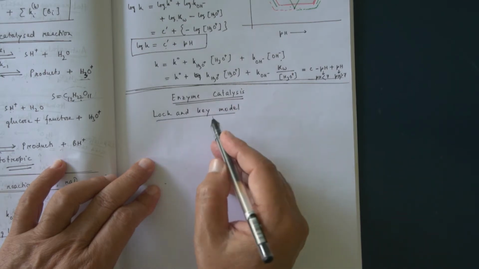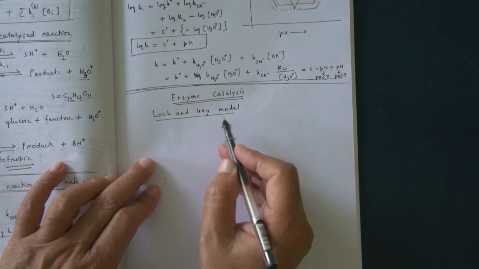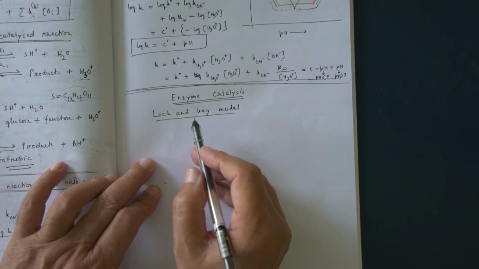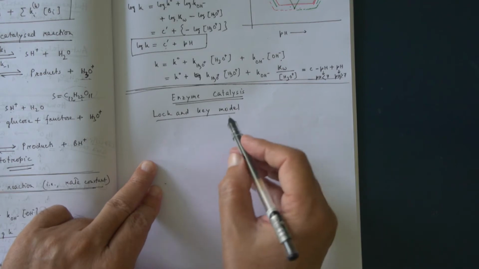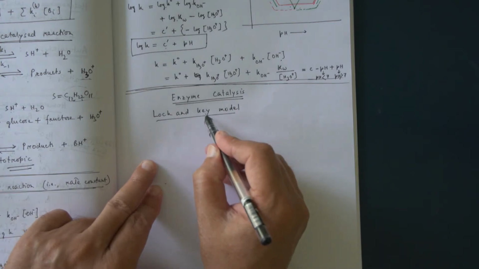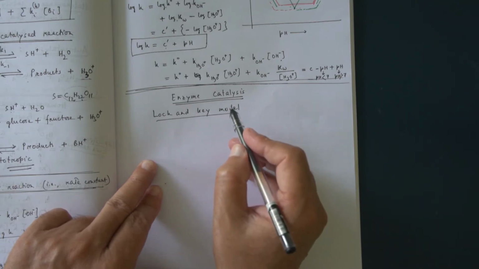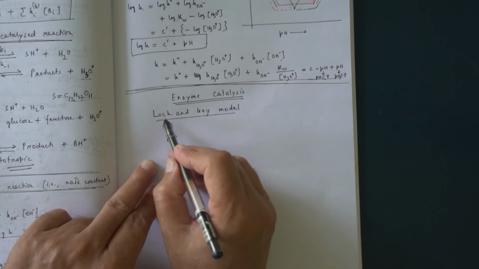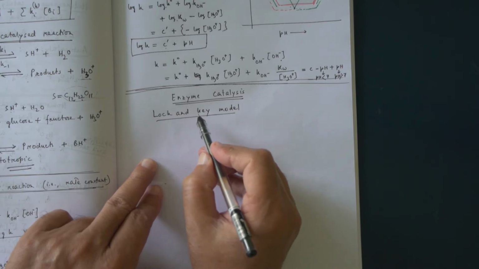So for enzyme action, there is one model called the lock and key model. What does it mean? You know, for a particular lock, we have a particular key. That key cannot be applied to another lock. Okay? So for one lock, there is one specific key.